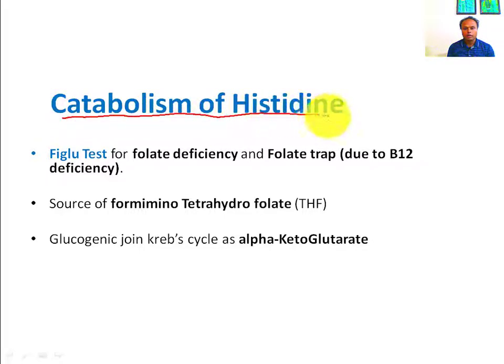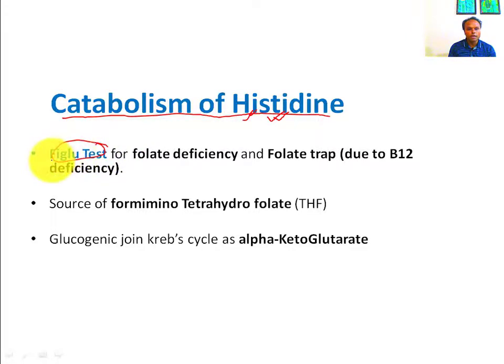Today we will be talking about a very important topic, catabolism of histidine. Histidine is a very important amino acid, and an essential amino acid as well. Therefore, the metabolism of histidine is important. This pathway is important because through it we will learn one test called the Figlu test.